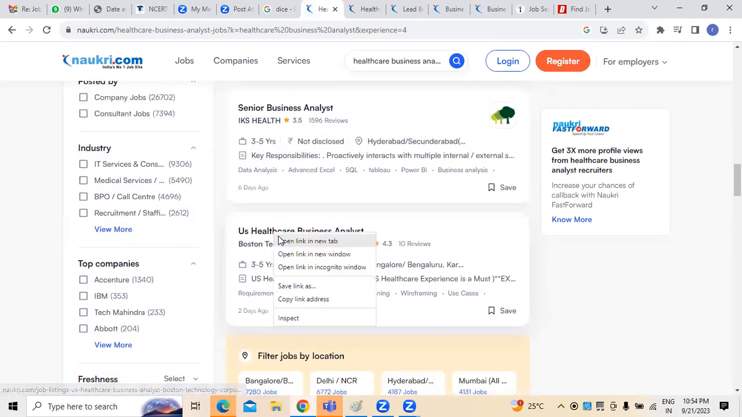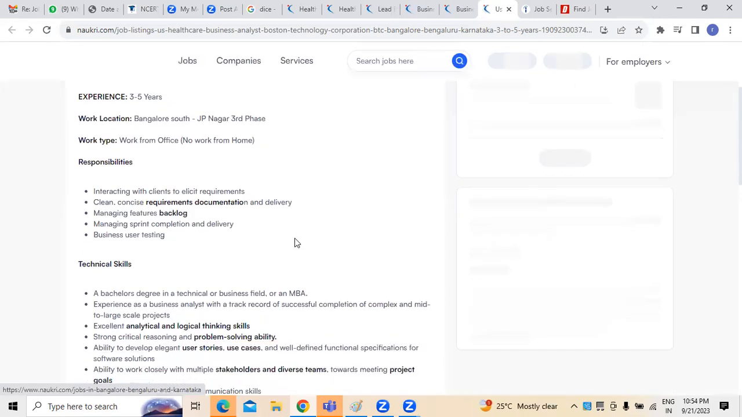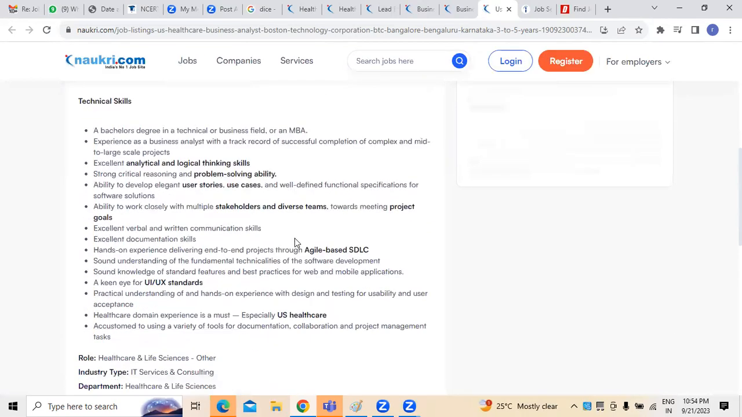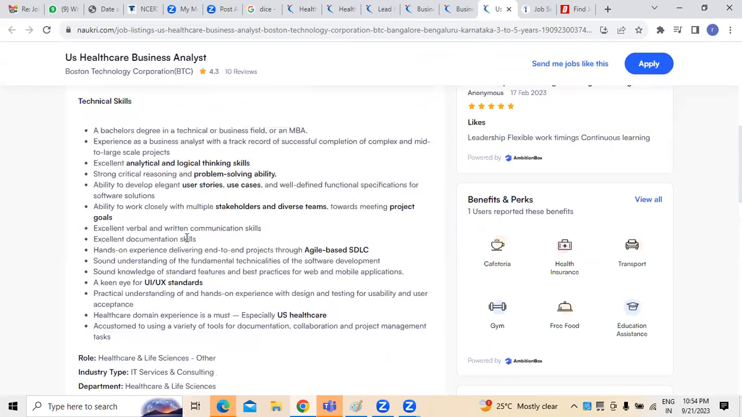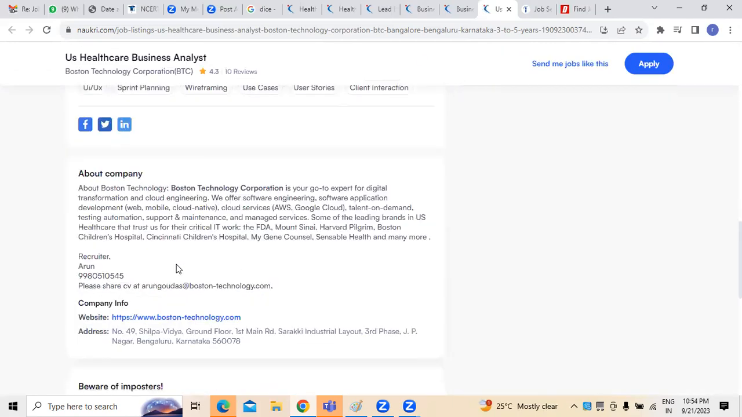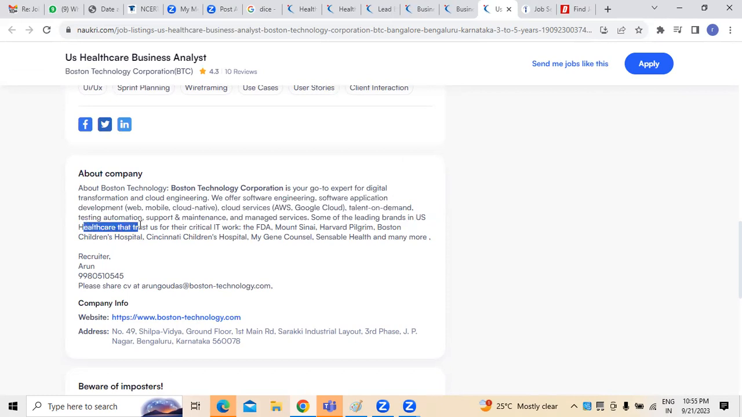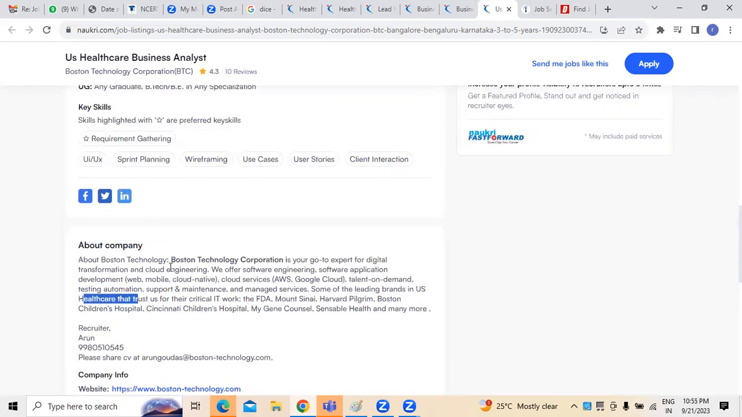US healthcare system. You can see here, right? This is somewhere maybe relevant for you. If you can see here about this organization, what exactly this organization is into: digital transformation and cloud engineering. We offer software engineering and software application development, everything, for leading US brands for healthcare, etc. So this is also a product-based company.